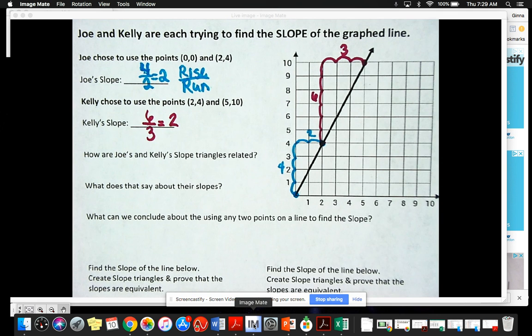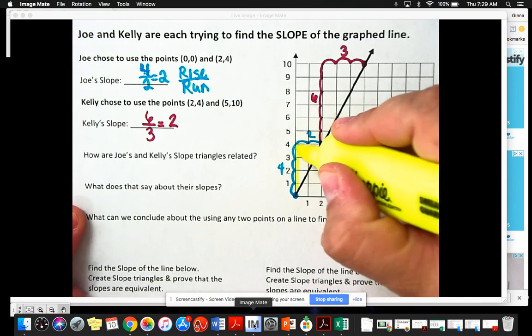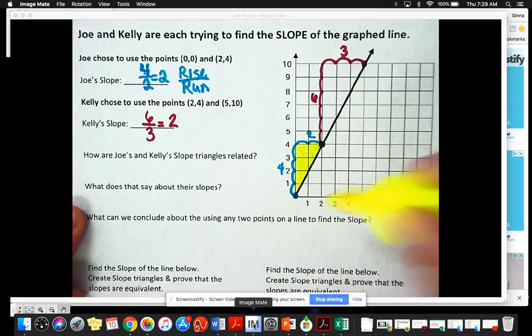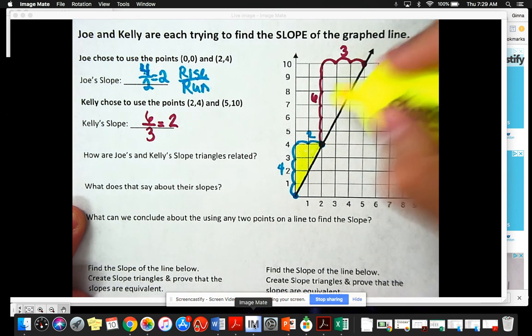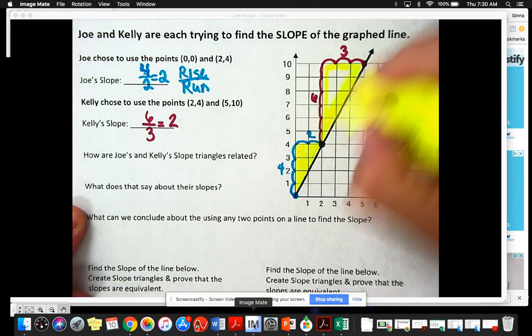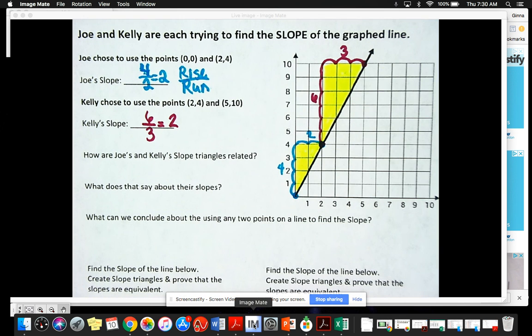It says, how are Joe's and Kelly's slope triangles related? Well, slope triangles are these triangles that you see here that were created by doing our rise and run. So we have this slope triangle right here, and it has a height of 4 and a base of 2. And then we have this slope triangle here that we created, and it has a height of 6 and a base of 3. So what can we conclude about those triangles?